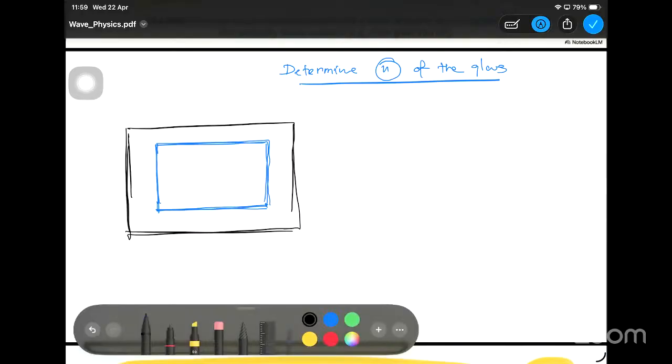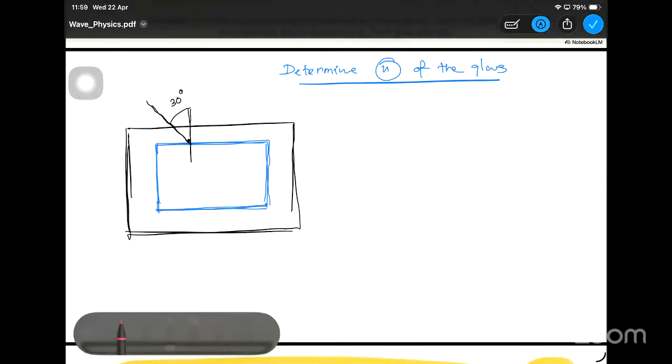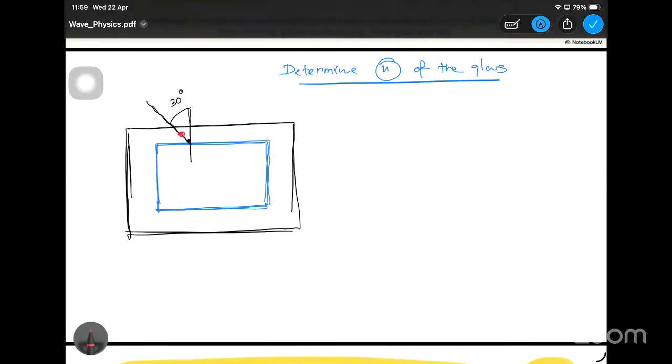Afterwards, I'm going to place a pin here, and we'll do something like this. We can draw the normal like this, and I'm going to measure an angle. Let's say I'm starting with 30 degrees. So I have drawn the path, and on that path you can place pins, one closer to the glass block and the other one somewhat away from the glass block.